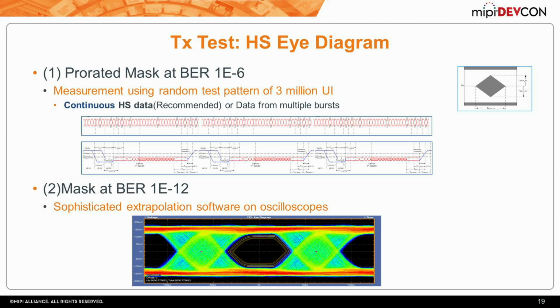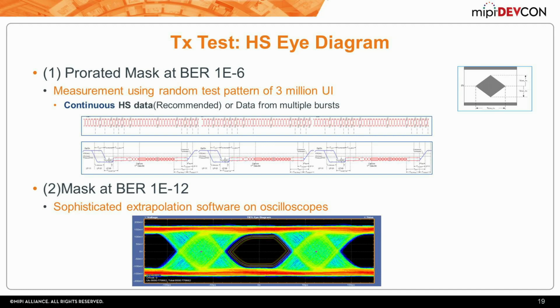But we know that there are old designs or previous designs which cannot stream such a length of continuous data. So for them, the only option is to operate on bursts. Multiple bursts, accumulate the result of each burst so that you can perform the measurement with 3 million UI. That is actually not recommended by the CTS, but in some cases it would be unavoidable, and that would not be a real representation. I think the best representation of the design would be to perform on a continuous pattern.